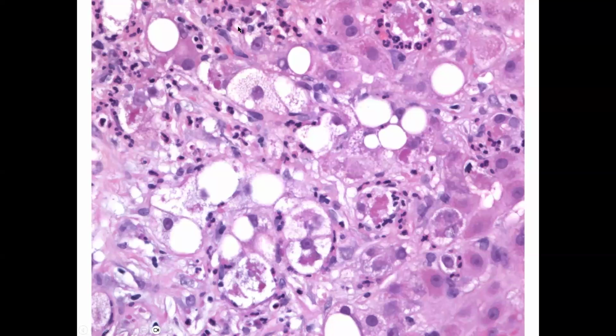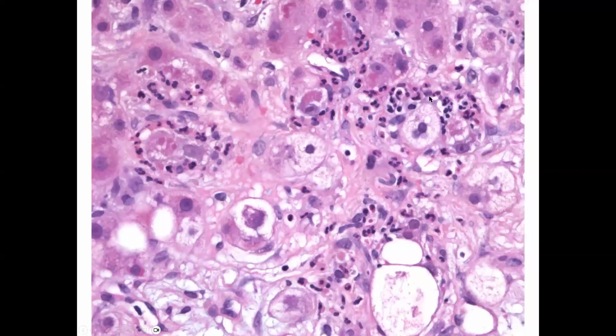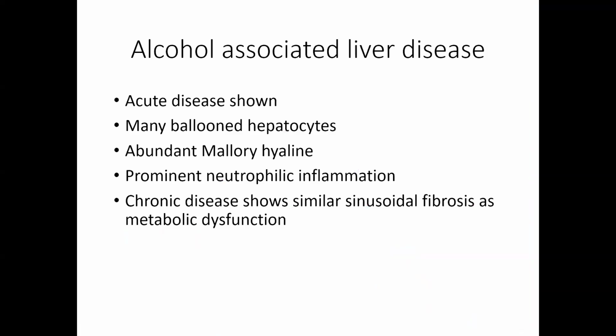So in that other case, I showed an area where I had to look around quite a bit to find those neutrophils. In this particular example, the neutrophils are just everywhere. They're all over, surrounding these very sick-looking hepatocytes with Mallory hyaline. And so this is an individual who had a binge about a month before this biopsy was taken. And so there's still persistence of the Mallory hyaline here and the ballooned hepatocytes, but we're starting to see some of those regenerative changes. And so this is alcohol-associated liver disease.